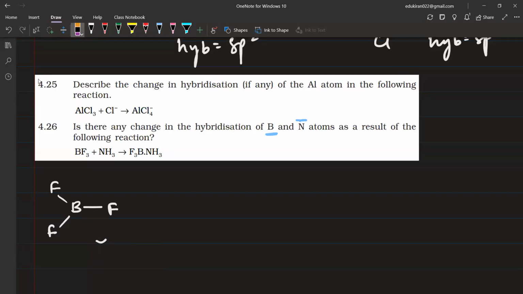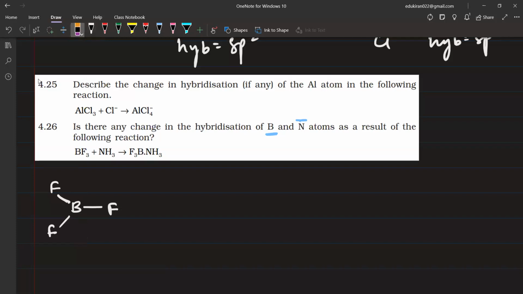Also, if you look at boron, it has only how many electrons? 1, 2, and 3 electrons. That means 3 bonds, that means 6 electrons. This has only 6 electrons. That means it is electron deficient. And it also has a pure p orbital, which is completely vacant. This is the p orbital which is vacant.